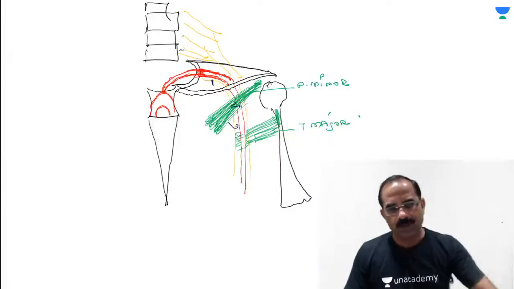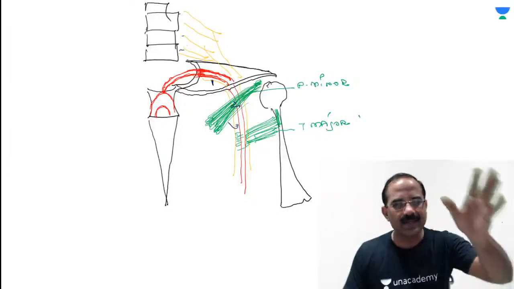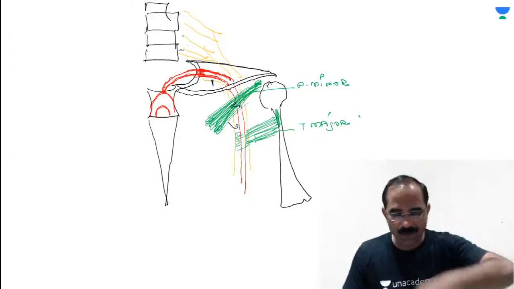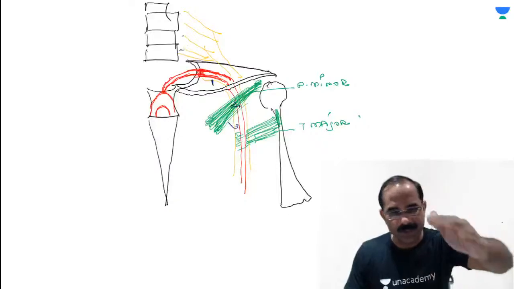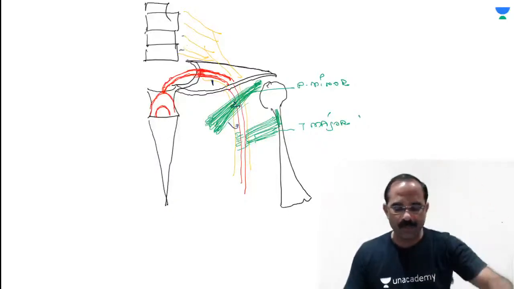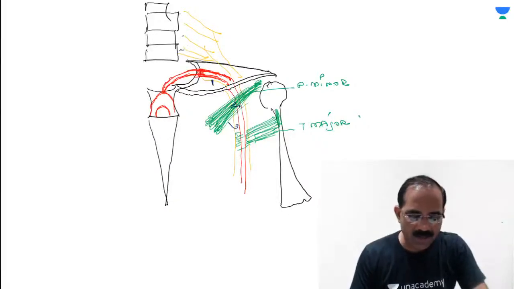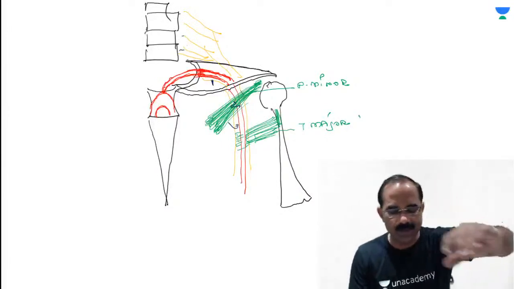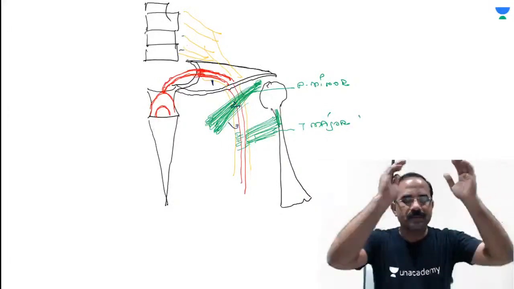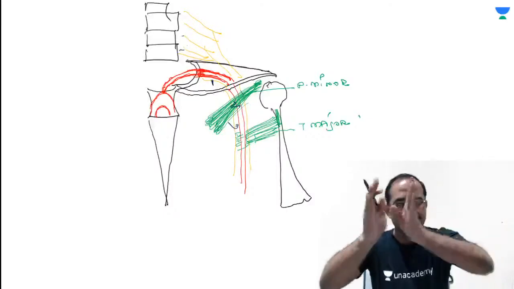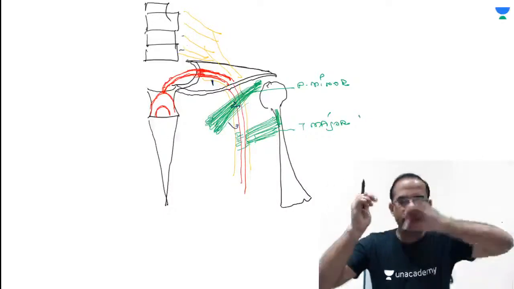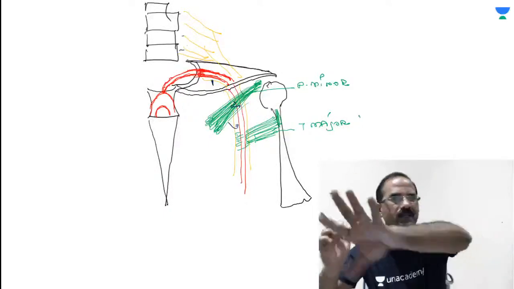Clear? So what are the contents of the axilla? The contents of the axilla would be, one, the axillary artery. The second is the brachial plexus. Now, which part of the brachial plexus lies in the axilla? What are the parts of the brachial plexus? Roots, trunks, divisions, cords and nerves.